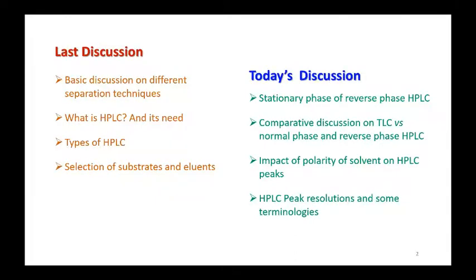And we'll also look at the HPLC peak resolutions and some of the terminologies we use in HPLC, particularly the peak resolution related to that. So we'll try to look into that, and at the end, if time permits, we'll look into the separation with examples, and try to show you the explanation with different examples, what will be the nature of the chromatogram and how it will vary with respect to different parameters. Okay, so this will be our today's discussion. It's more informative, so we'll need to be a bit careful.